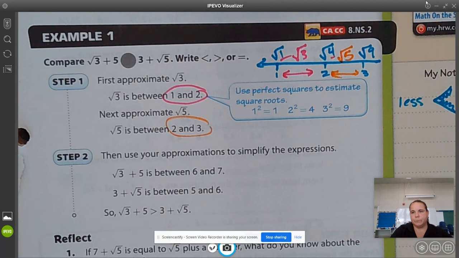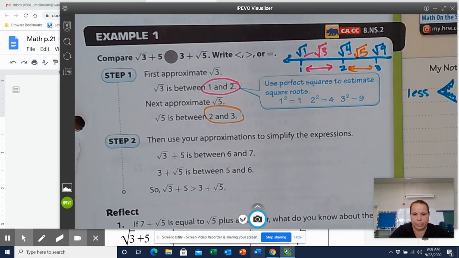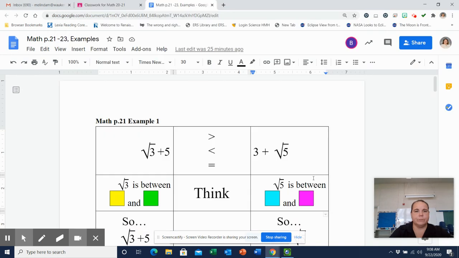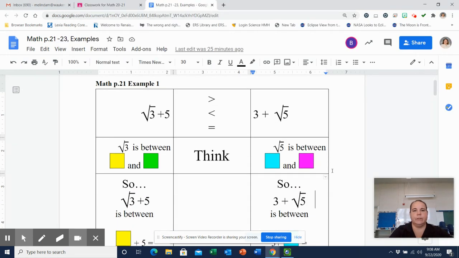Now, the way your book explains it, they don't really show the steps. So that's what I created this document for, to take notes in. This is the problem right here. They're asking us to compare the square root of 3 plus 5 to 3 plus the square root of 5 and figure out which side is greater or less than, or maybe they are equal. Oftentimes some students will just add these two numbers. Okay, it's not 3 plus 5, it's the square root of 3 plus 5.